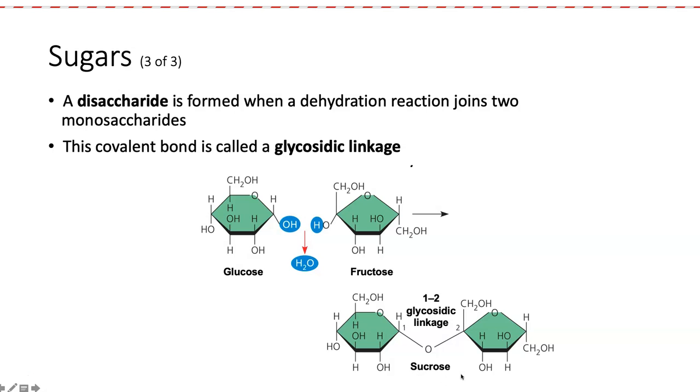Sucrose, that's table sugar. The link that forms between the two sugars is called a glycosidic linkage, and that's a term that we'll be talking about quite a bit in this semester. So this is called a 1,2 glycosidic link because it's between the first carbon of glucose and the second carbon of fructose. 1,2 glycosidic link.